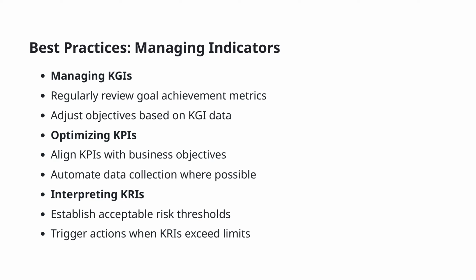Next, for optimizing KPIs, ensure they are aligned with your business objectives. This alignment means your KPIs should directly support your business goals and provide clear insights into performance. Additionally, where possible, automate the data collection process. Automation can help in minimizing manual errors and making your data collection more efficient and reliable.